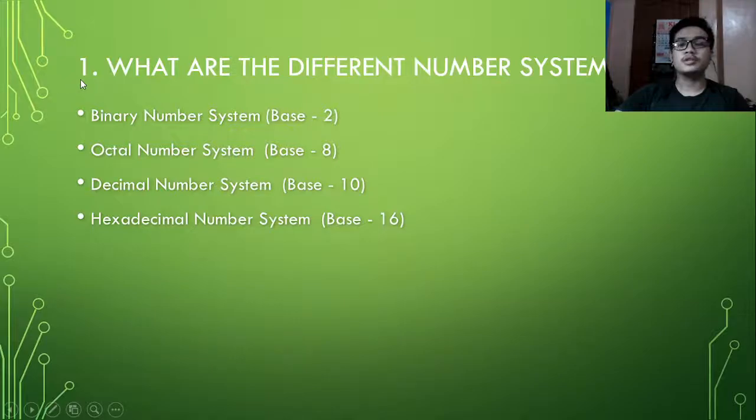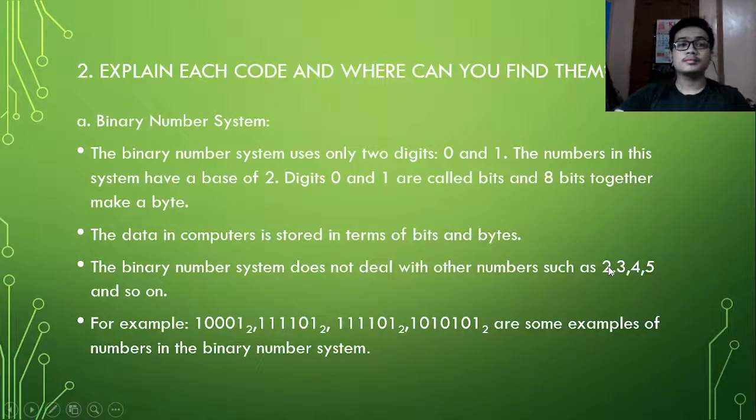What are the different number systems? Based on my research, I have found that these are the binary number system, which has a base of 2, the most common; the octal number system, which has a base of 8; the decimal number system with a base of 10; and the hexadecimal number system with a base of 16.